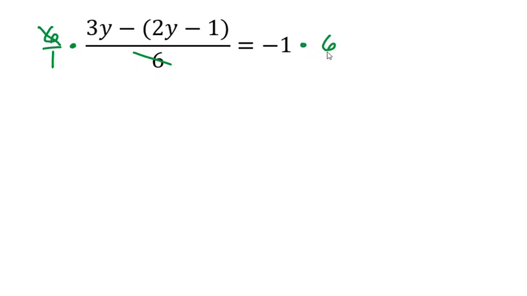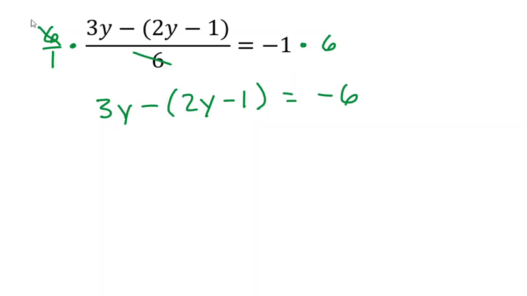So even though I said simplify both sides separately, if there are fractions involved, it's often valuable to do the multiplication property first, multiply both sides by the denominator of whatever fraction or fractions you have, so that you can simplify and get rid of the fraction parts of the problem. So 6 times the fraction with the denominator 6 just cancels the two 6's out, and we're left with 3y minus the quantity 2y minus 1 equals -1 times 6 is -6.